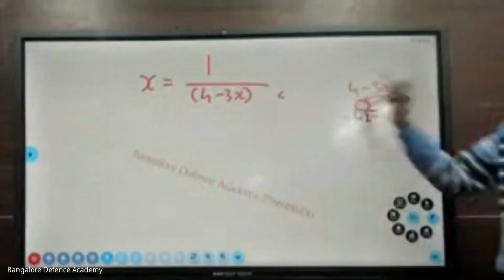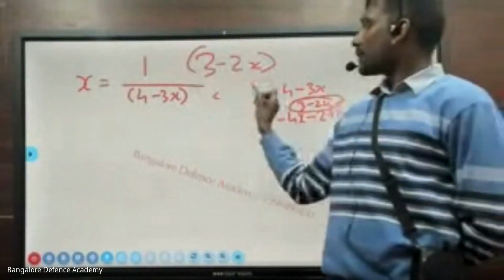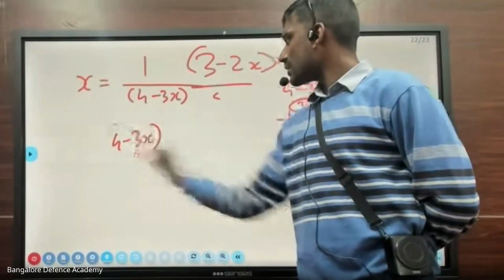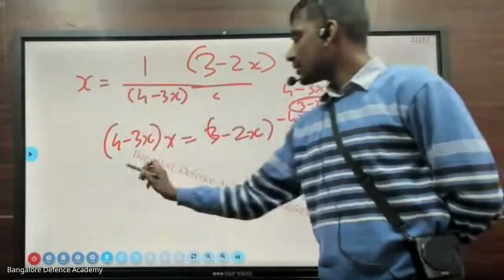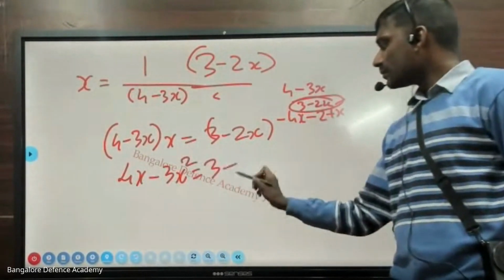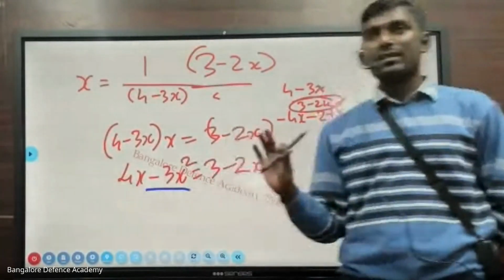This 3 minus 2x goes up here. This becomes 3 minus 2x. Okay. Now this and this will get multiplied. That is 4 minus 3x into x is equal to 3 minus 2x. Now multiply this. 4x minus 3x square is equal to 3 minus 2x. Now take 3x square. See here it is minus. Try to avoid minus in x square.